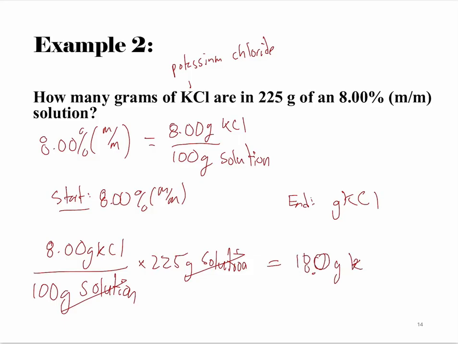grams of potassium chloride. We can take a look at our values and see if they make sense. We have 8 grams per 100 grams of solution. We have a little over 2 times that amount of solution, so we should have a little over 2 times the amount in the solution, right? And we do. We have more grams of potassium chloride than we do per 100 grams of solution. So at least the value makes sense in that regard.